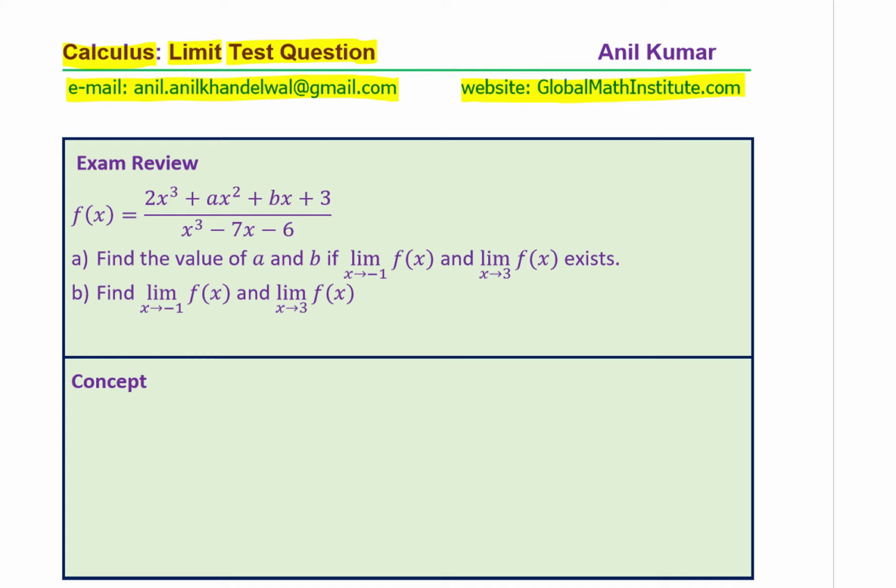The question which I am going to discuss is, we are given a function f of x which is 2x cubed plus ax squared plus bx plus 3 divided by x cubed minus 7x minus 6. Find the value of a and b if the limit as x approaches minus 1 for f of x and the limit as x approaches 3 for f of x exists. And once you find a and b, then find the limit of the function when x approaches minus 1 and find the limit of the function when x approaches 3. You can pause the video, answer the question, and then look into my suggestions.